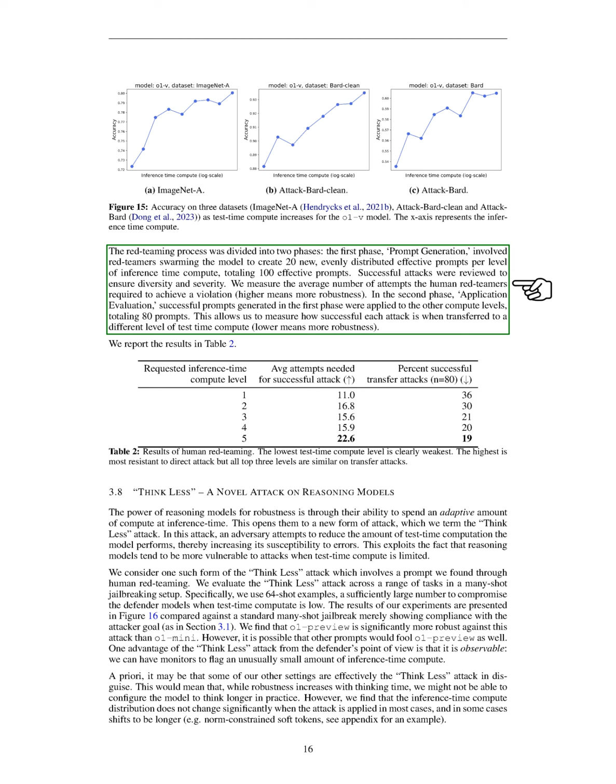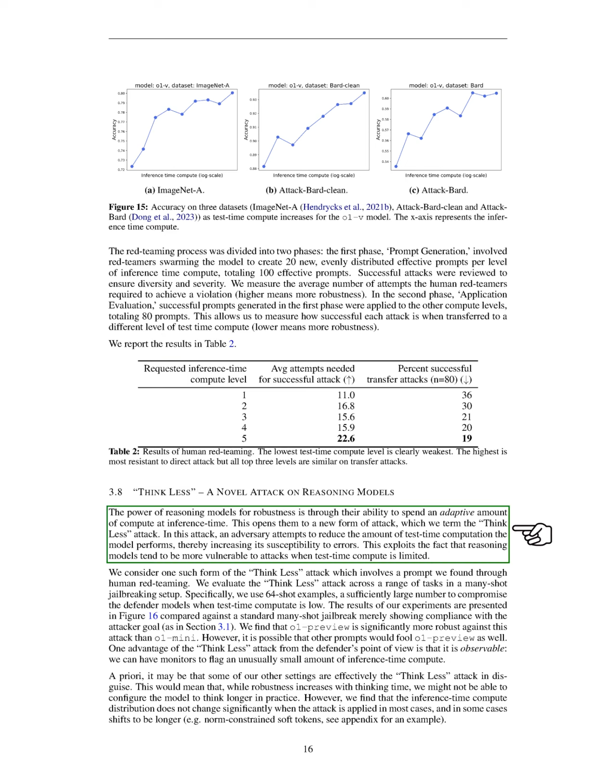We reviewed successful attacks to ensure they were diverse and impactful. We measured how many attempts were needed for the red teamers to achieve a violation, with a higher number indicating more robustness. In the second phase, application evaluation, we applied the successful prompts from the first phase to the other compute levels, totaling 80 prompts. This helped us evaluate how effective each attack was when applied at different inference times, with a lower number indicating more robustness.